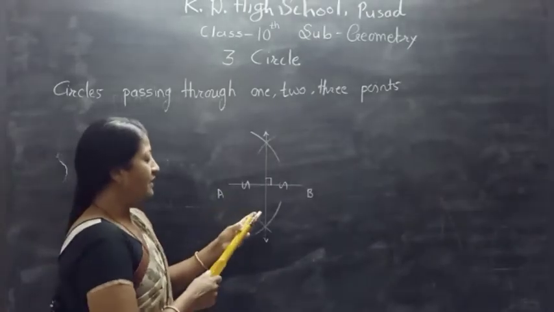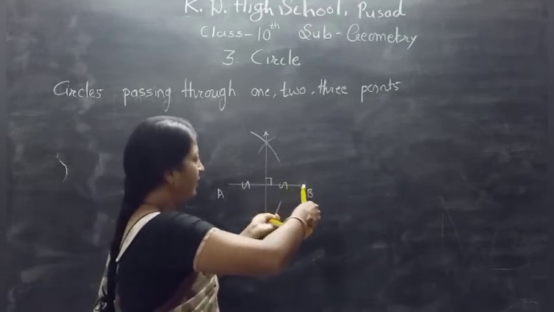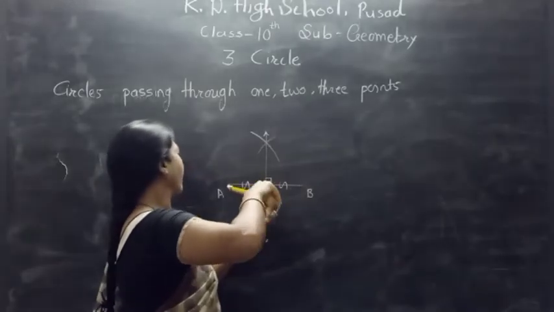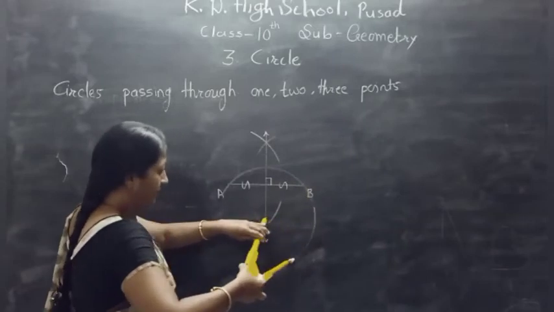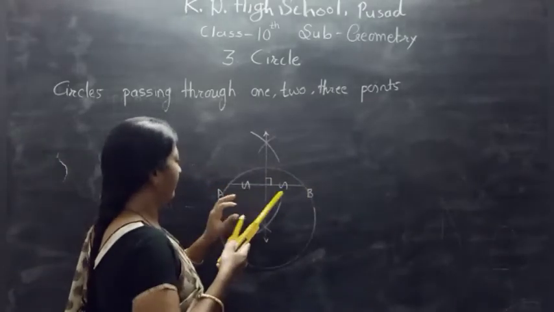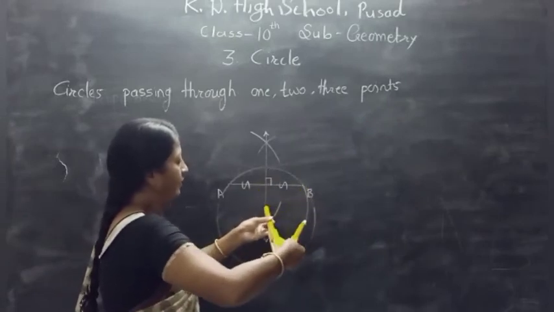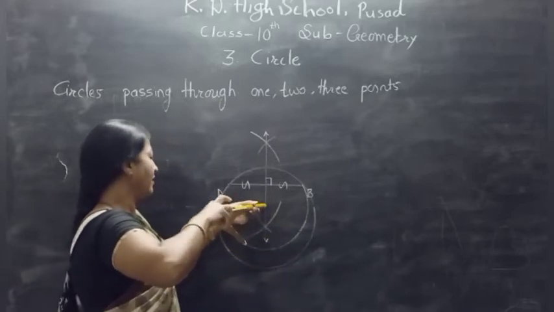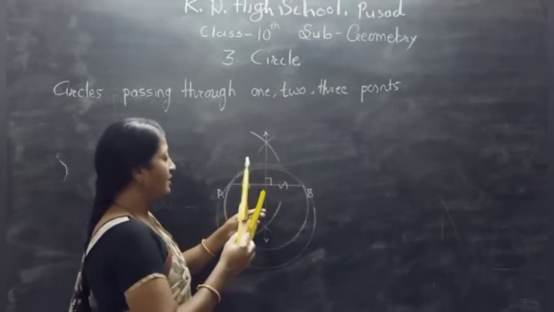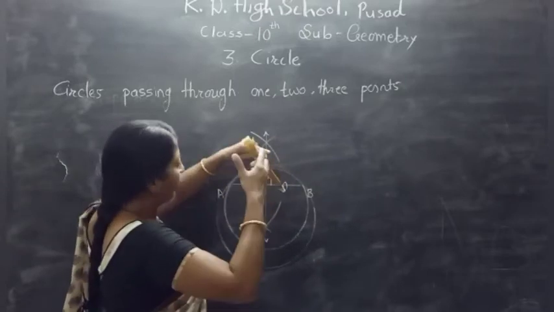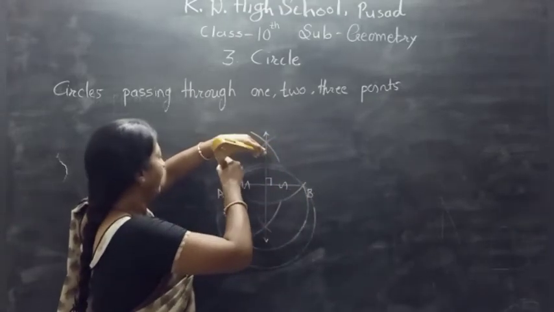Now if you put the metal end on this perpendicular bisector at any position, see here, and take a radius like this, you can draw infinite circles in this way. If we change the position and take a radius again, so how many circles can be drawn through the two distinct points? That is the answer. You can say infinite circles can be drawn through the two distinct points.